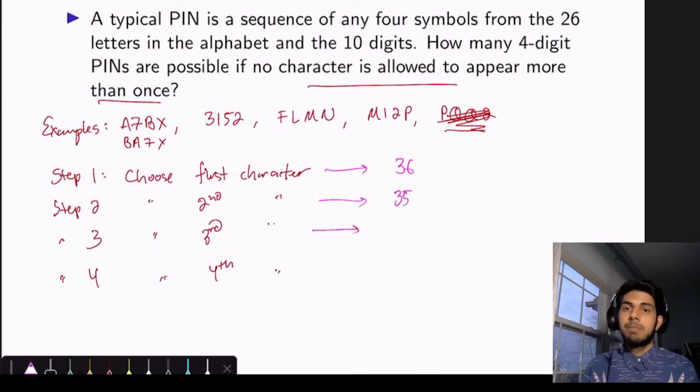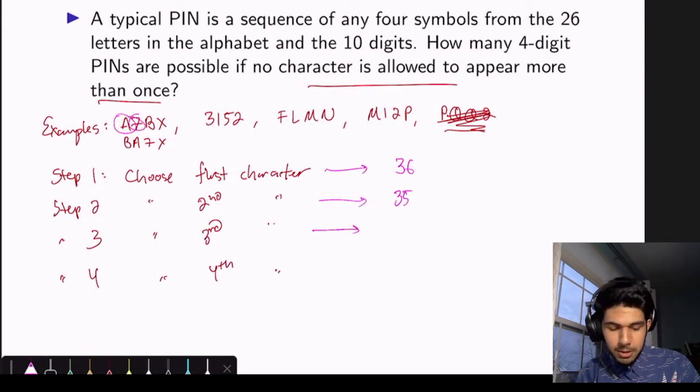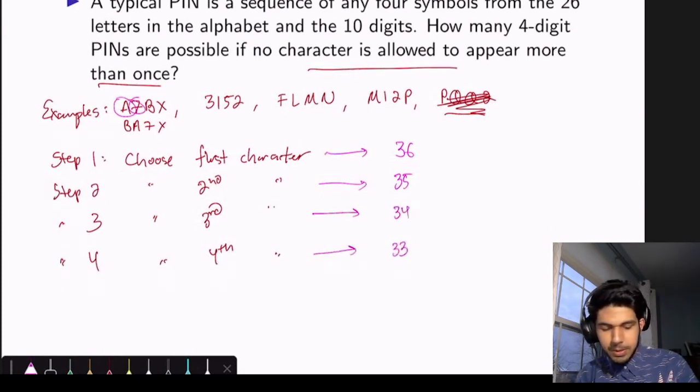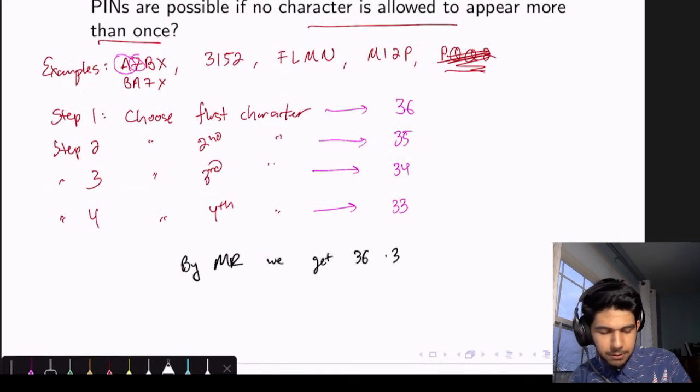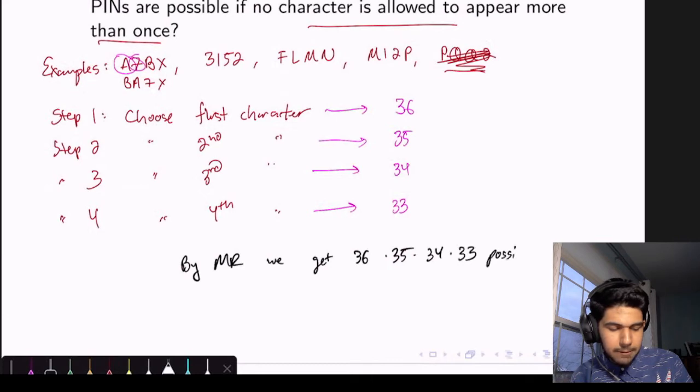The third character depends on the previous 2 characters. The first and second character can't repeat, so there's 2 forbidden characters that we can't put in the third position. So that means there's 36 minus those 2, 34 options here. And then for the fourth one, there's 33. So then again, by the multiplication rule, we get 36 times 35 times 34 times 33 possible pins.